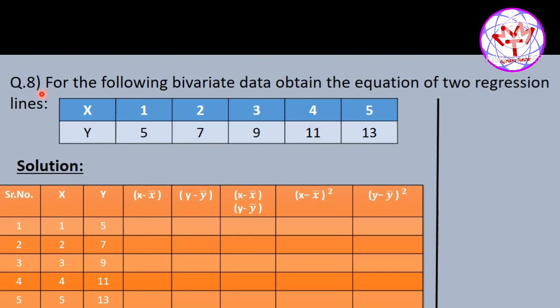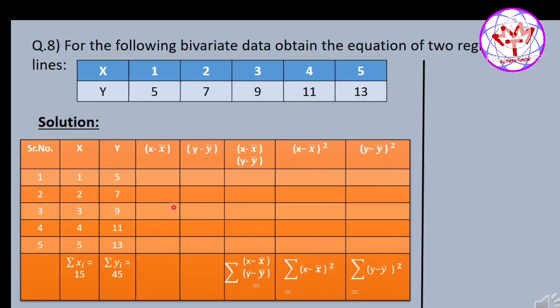So students, see question number 8. For the following bivariate data, obtain the equation of two regression lines. That means here we have to calculate the equation of regression of x on y and also the equation of regression of y on x. So our columns are more this time. Now first we'll calculate x bar and y bar.